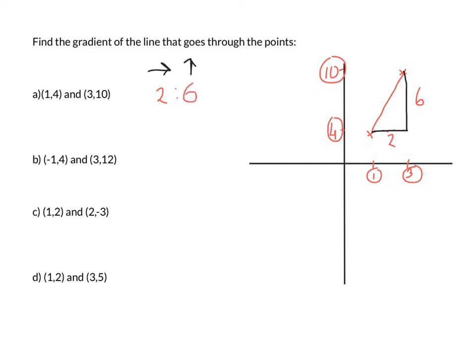Now, gradient, like I said, is always 1 across. So I need to use my ratio here and I need to get it down to 1 across. So I'm going to divide by 2 on this side and divide by 2 on this side. So my gradient is therefore 3.